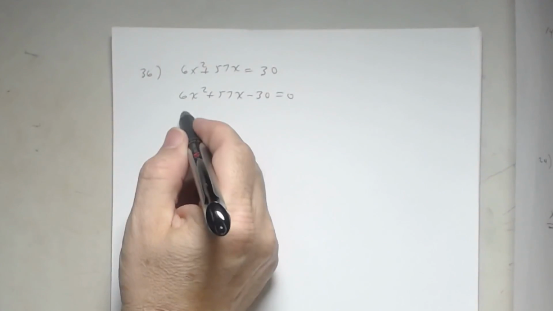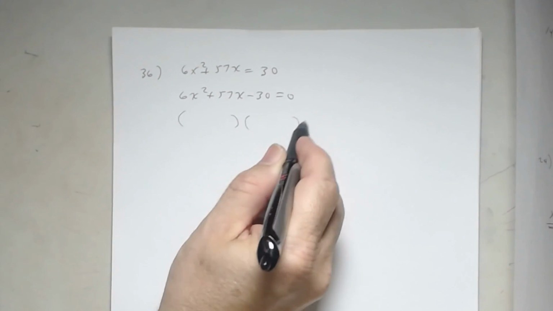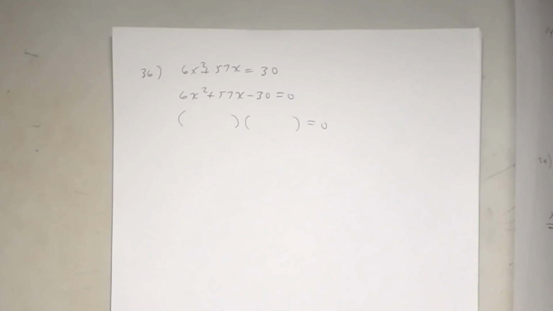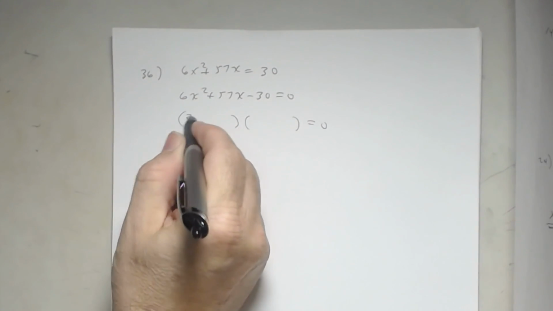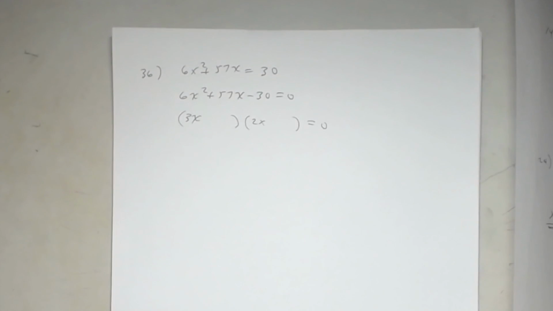Factor? All right. What do you try for 6x squared? 2 and 3 or 6 and 1. All right, let's try 3 and 2. What do you want to try for 30? 6 and 5. What do you have to come up with? 57?